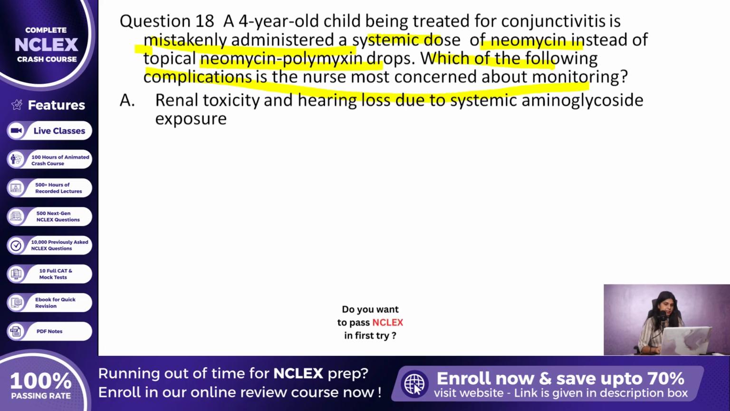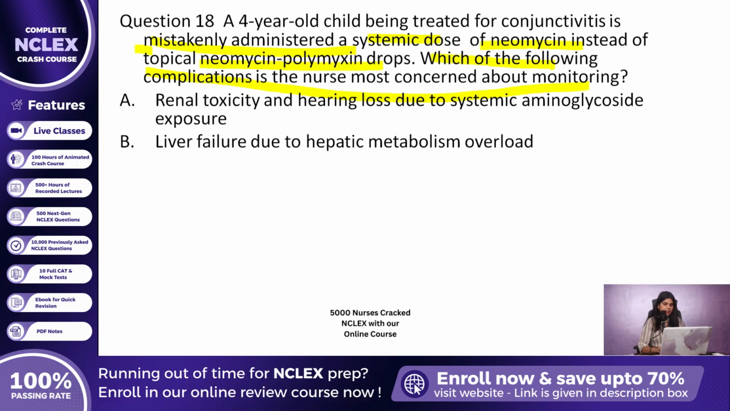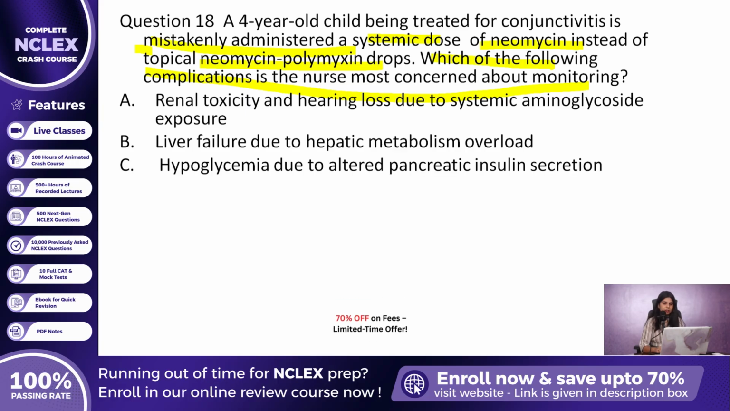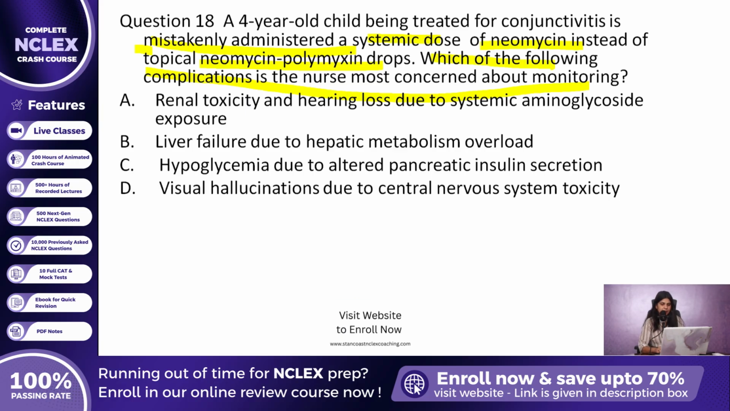A. Renal toxicity and hearing loss due to systemic aminoglycoside exposure. B. Liver failure due to hepatic metabolism overload. C. Hypoglycemia due to altered pancreatic insulin secretion. D. Visual hallucinations due to central nervous system toxicity. The correct answer is option A, renal toxicity and hearing loss due to systemic aminoglycoside exposure, and here is why this is a top priority concern in nursing safety.